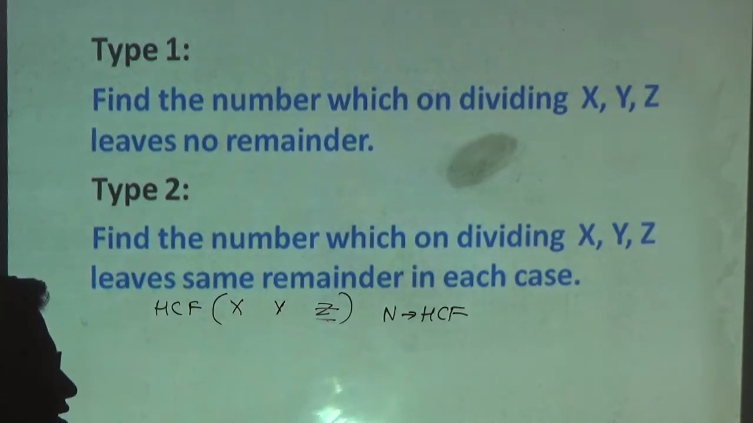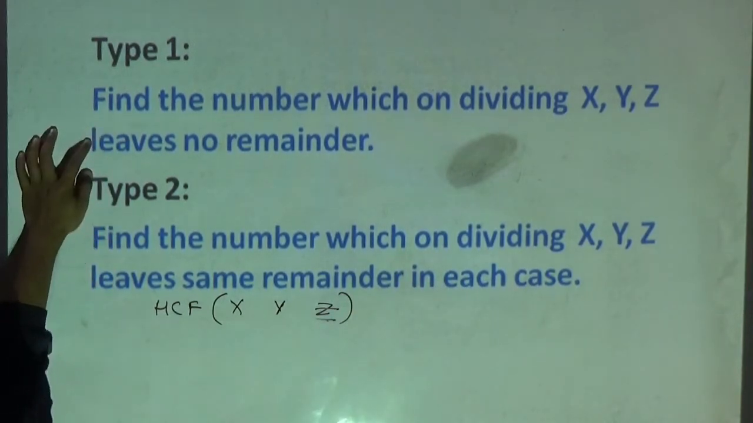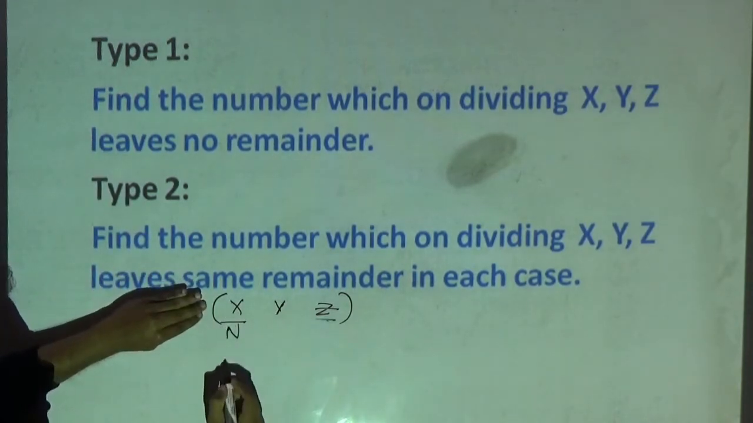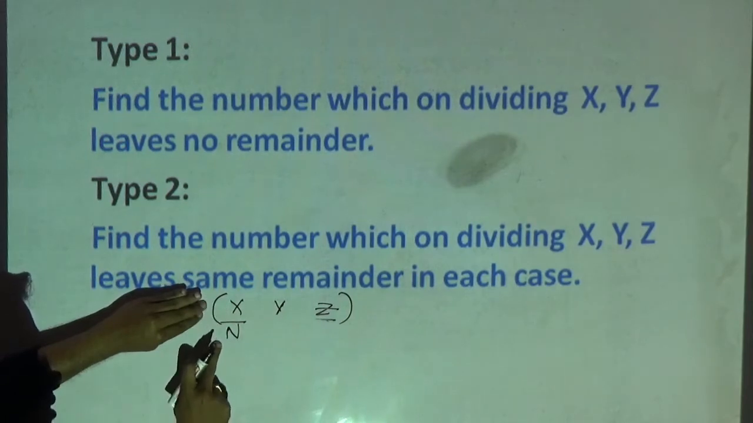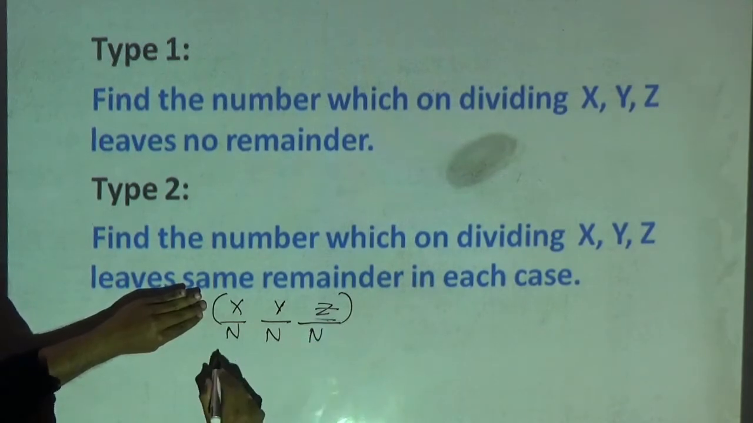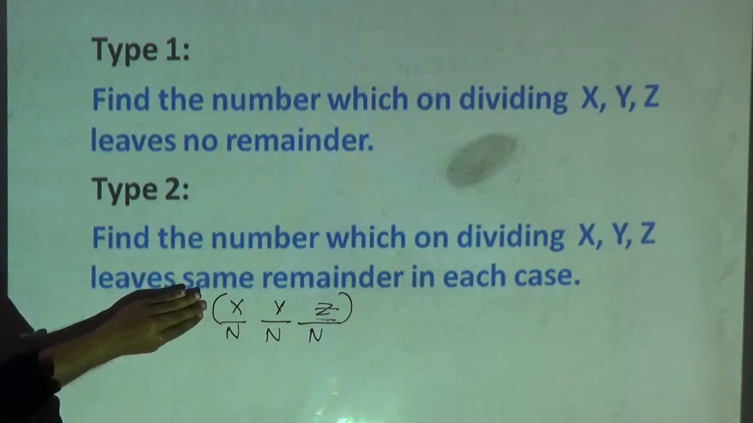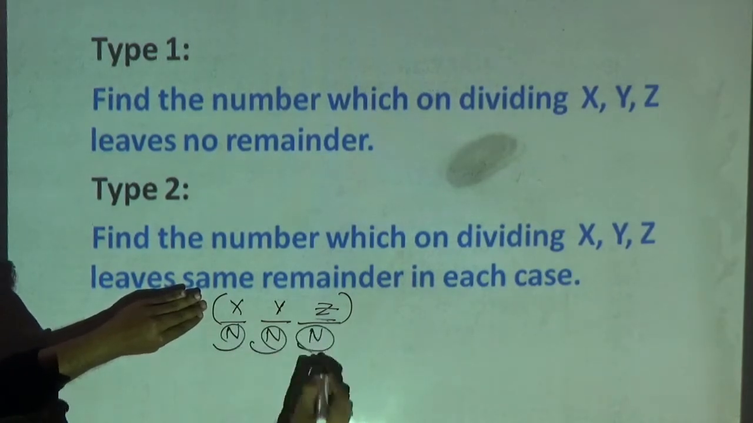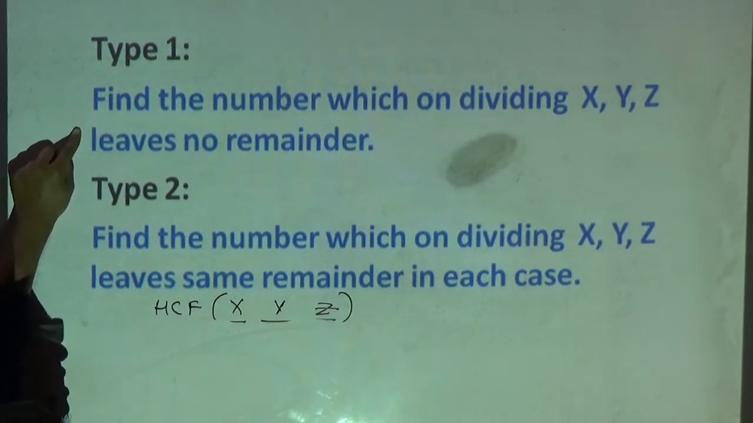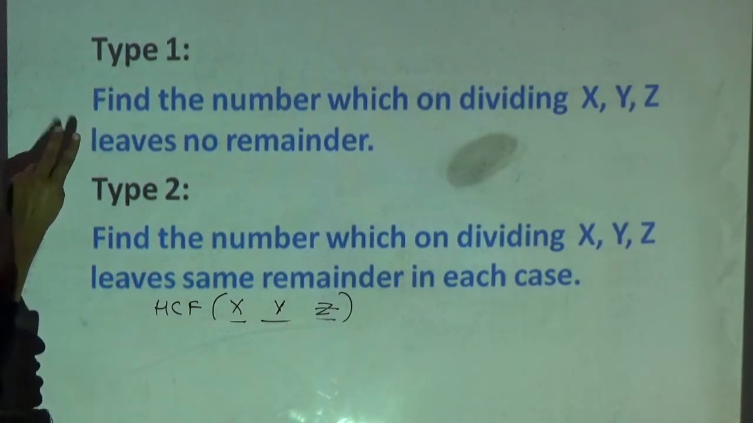If the number is in your denominator, you are finding HCF. See here, the number by which I am dividing: I am dividing x by that number, y by that number, and z by that number. When I divide all these, it is exactly divisible, which means there is no remainder. Then the number that I want is in the denominator, so I am finding the HCF. For the first type, the HCF of x, y, z will give me the answer for that question.